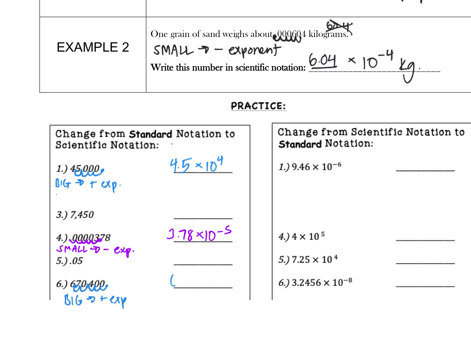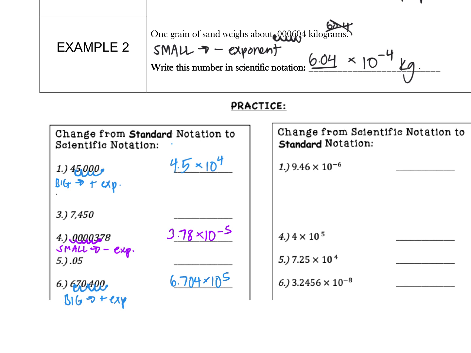So I've got 6.7. And you do need to include that 0.4 because that 0.4 is really including that 70,400. It's including that extra 400. So we do need that. And then times 10 to the positive 5th power because we went over 1, 2, 3, 4, 5 times.